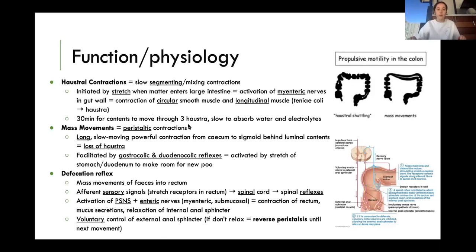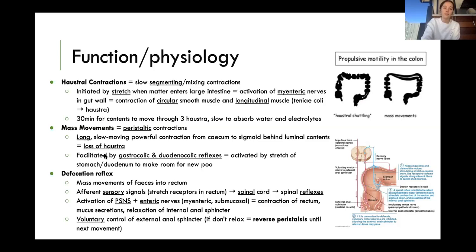So back to the physiology: similar to the small intestine, you have these mixing contractions, but with the large intestine you call them haustral contractions. They're these slow mixing contractions. When matter enters the intestine, you get a stretch, the stretch activates your myenteric nerves, and then your circular muscle contracts, and so do your longitudinal muscles, or these taenia coli, leading to the haustra. And these happen to mix it and push it along.